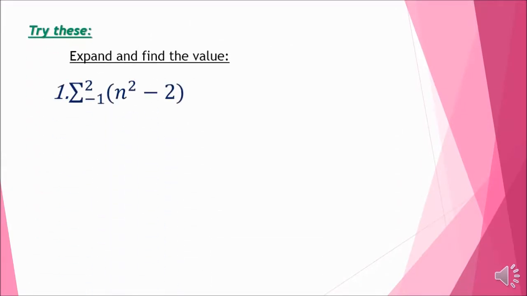You can try these questions. There are a few questions right here. Here, n runs from -1. The first input will be -1, then 0, then 1 and 2. So n takes the values -1, 0, 1 and 2. So this is the value.